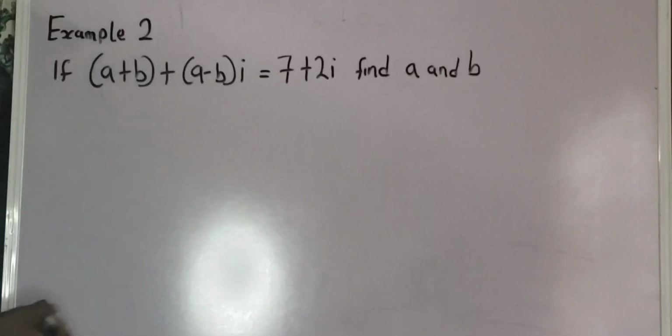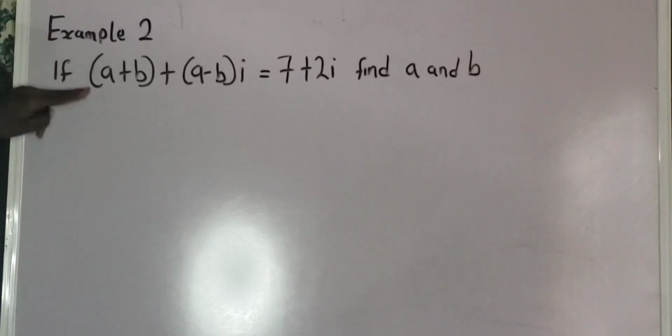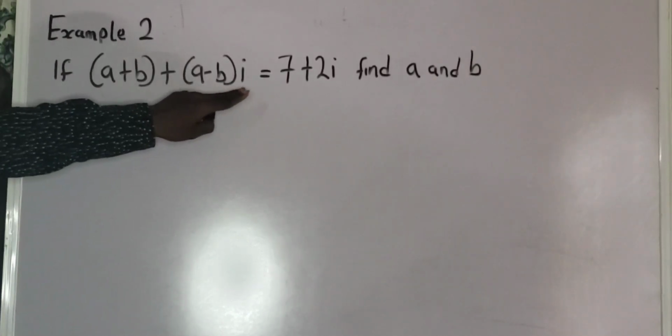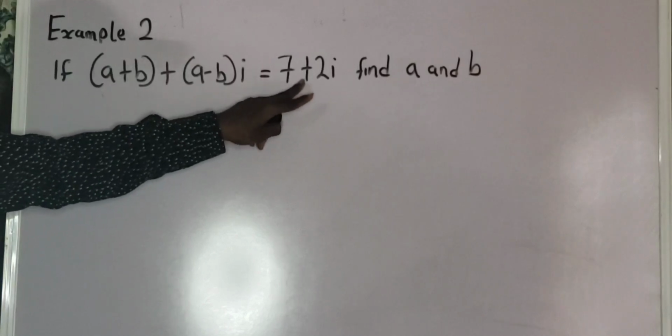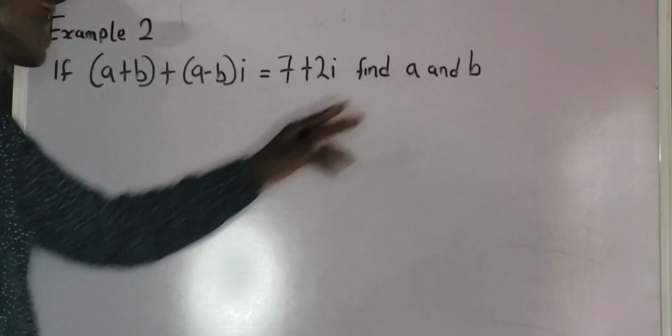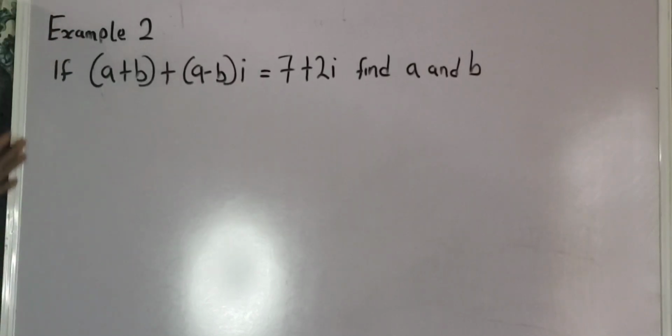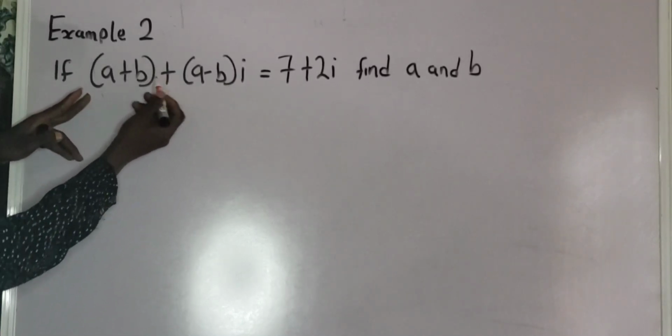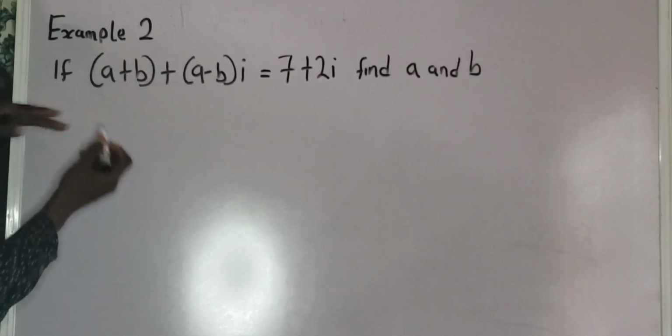You understand? So, okay, example 2. If a plus b plus a minus bi equals 7 plus 2i, find the value of a and b. Don't forget that for two complex numbers to be equal, the real parts must be equal and the imaginary parts must be equal. So this is the real part because we didn't have any imaginary unit here. So the real part of this complex number is a plus b.